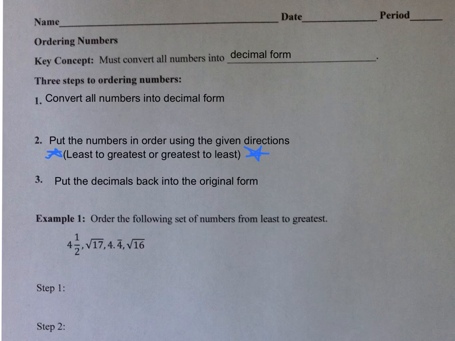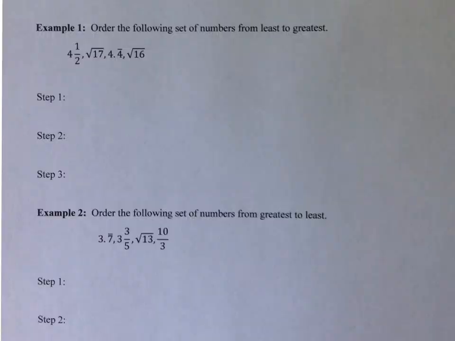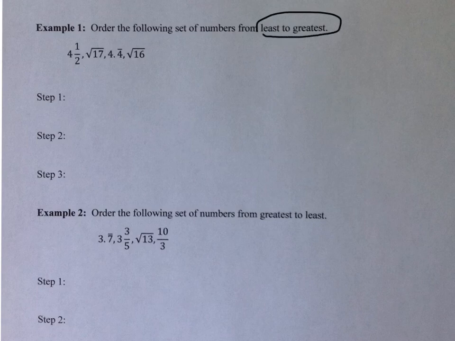So now let's do an example together. For example 1, it says order the following set of numbers from least to greatest. So now what's the directions asking us? They want to know from least to greatest. So we're going from the smallest to the biggest. And we have 4 1/2, the square root of 17, 4.4 repeating, and the square root of 16.